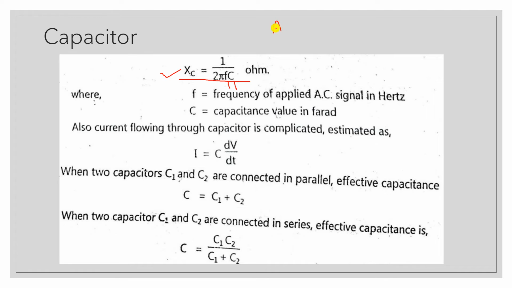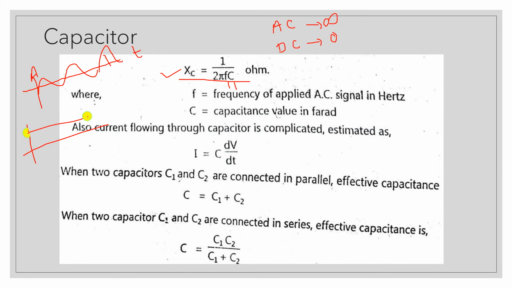Already we know that there are two types of signal. One is called the AC signal, another is known as the DC signal. The AC signal has a frequency, and the DC signal has frequency equal to 0. If we put an AC signal on the capacitor, this is the AC signal. It has a frequency and varies with respect to time t. A is the amplitude of this. Similarly, the DC signal is a constant without any frequency.